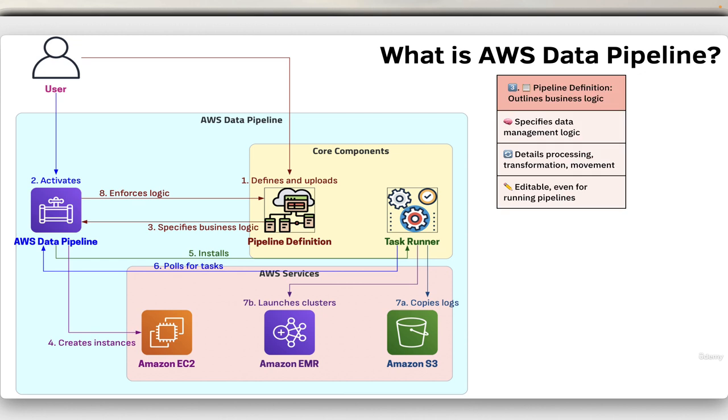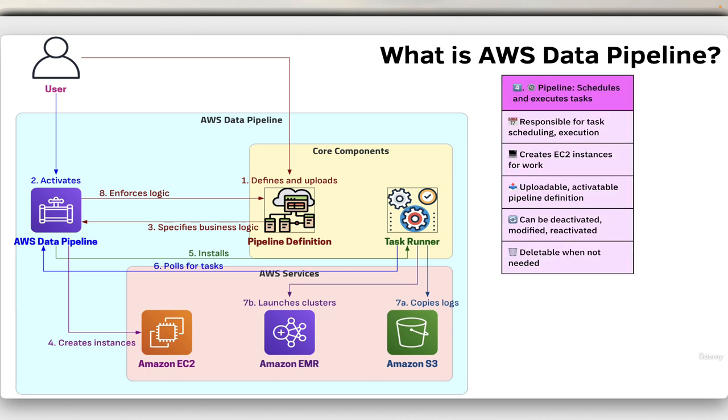The pipeline definition is the first key component of AWS Data Pipeline. It specifies the business logic for data management, detailing how data should be processed, transformed, and moved. Users can create, edit, and modify this definition as needed, even for running pipelines.